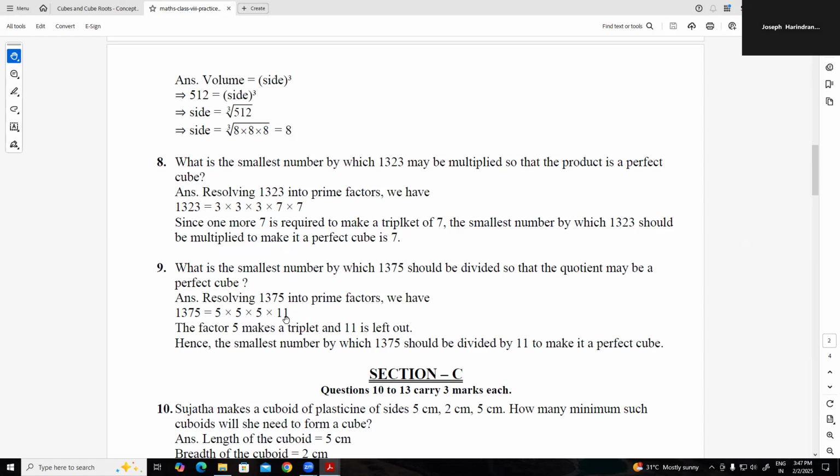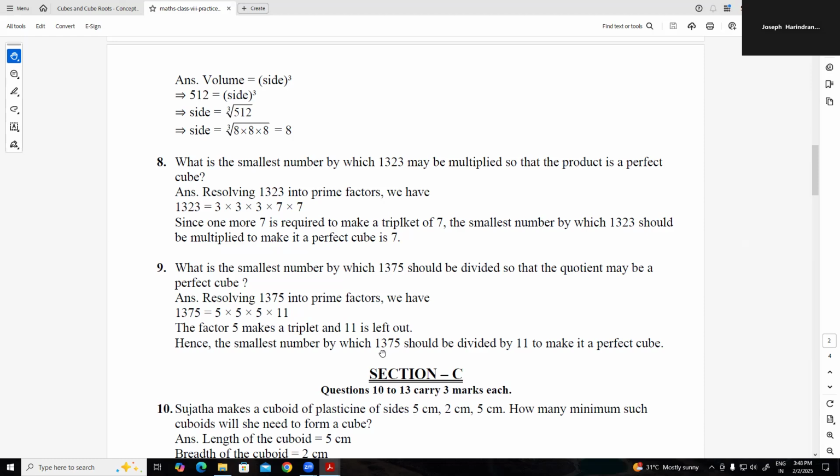Finally, 5 has a triplet. There are 5, 5, 5, three 5s. So it's a triplet. 11 is left out, so you have to divide this number by 11. That's all. Simple. You should divide because it has only one 11 there. If you divide by 11, this becomes a perfect cube. The number itself will become 125, and the cube root is 5. Very easily you can do that.